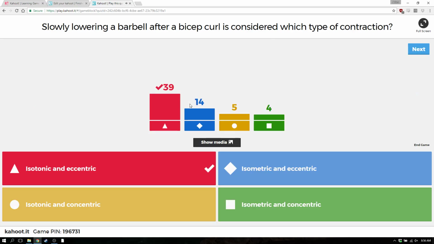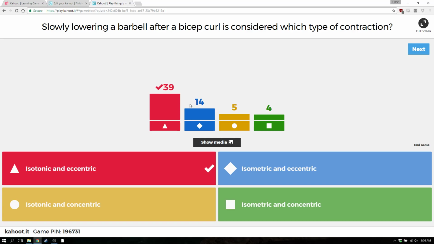Perfect. All right. So again, when we say isotonic, what does that mean? Yeah, the length is changing, even though the tension is staying the same throughout, right? Versus isometric would be what? Yeah, no change in length. The tension can change, right?